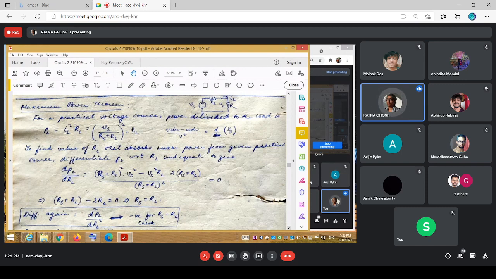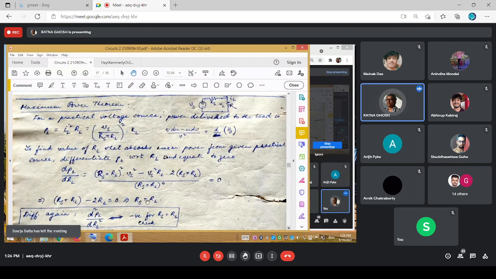If you equate that to zero, naturally the denominator is positive, so you're not bothered about that. The condition would come from the numerator. If you solve this one, Rs plus RL, you can take that off. And if you solve this, it comes out as Rs equal to RL, which is where you got that previous statement from.